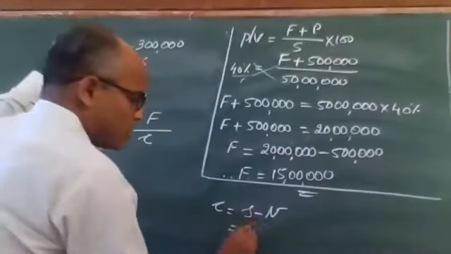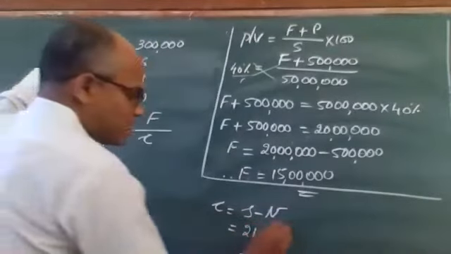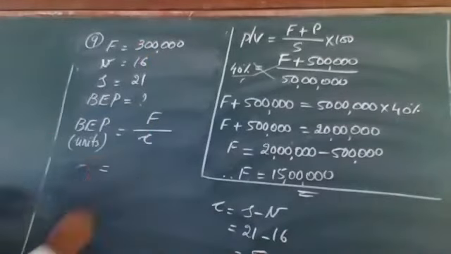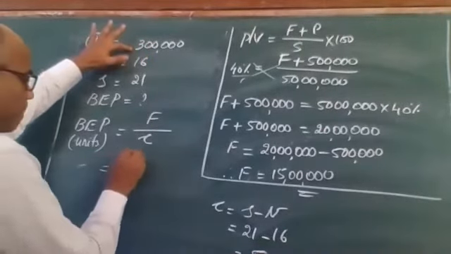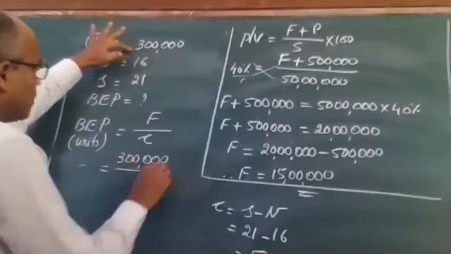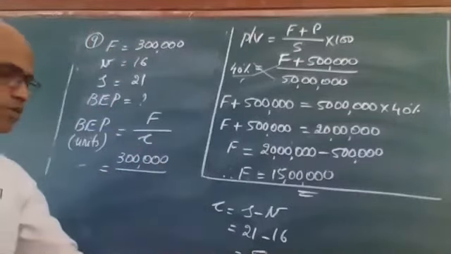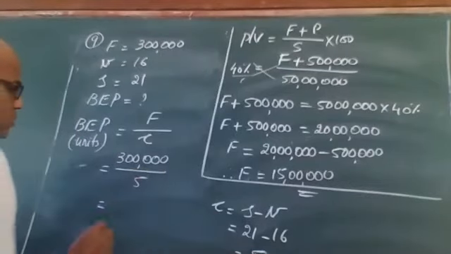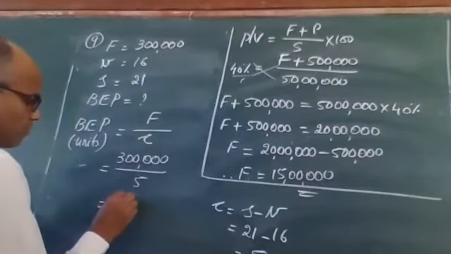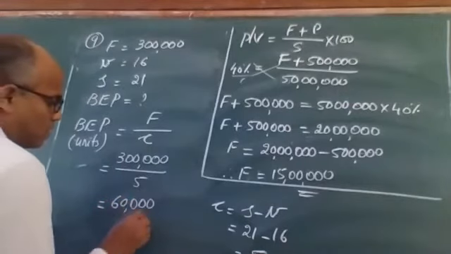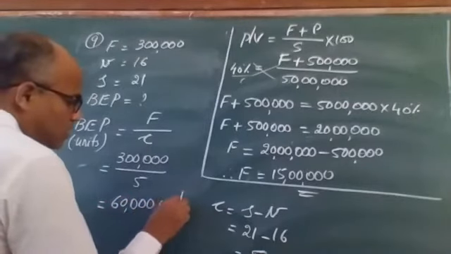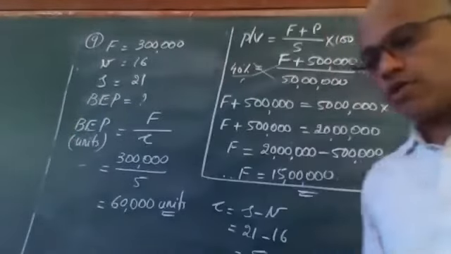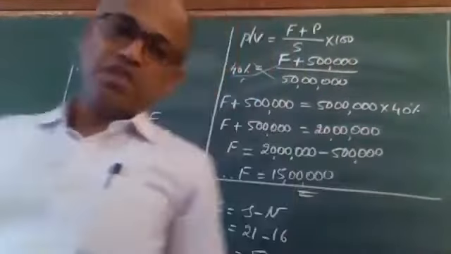is equal to selling price per unit minus variable cost per unit. Selling price per unit is 21, variable cost per unit is 16. This comes to 5. So come back. Your fixed cost is how much? 3 lakhs. Contribution per unit is how much? 5 rupees. It is 21 minus 16, 5. That comes to 60,000 units.